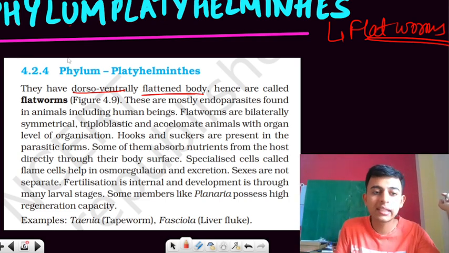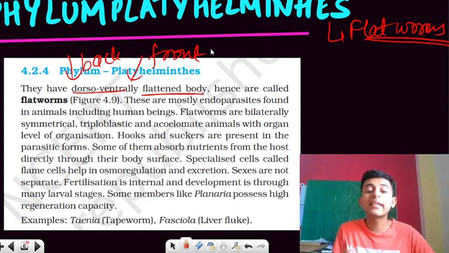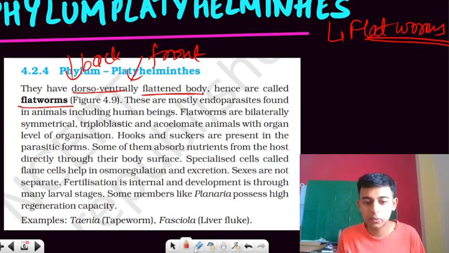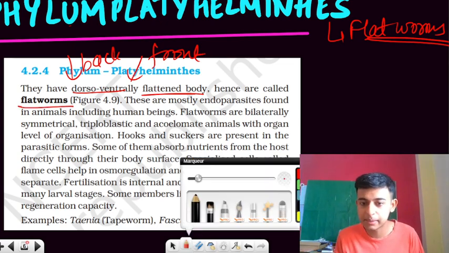Dorsoventrally. Dorsal side basically means the back side. Ventral side means the front side. So front say as well as back say they have a flat body and hence they are called flatworms. Flat body है तो flatworms ही बोलेंगे. Roundworms तो बोलेंगे नहीं. Obvious सी बात है.